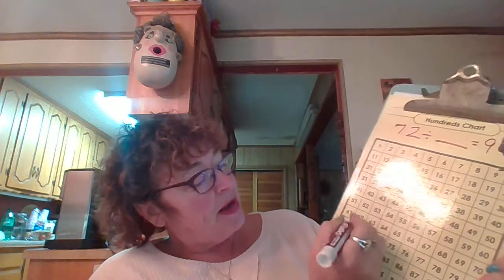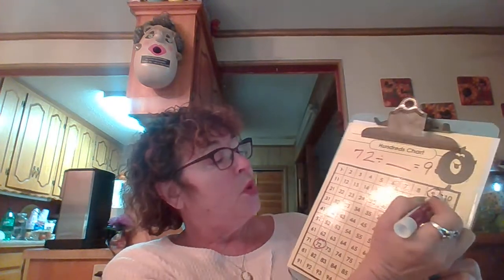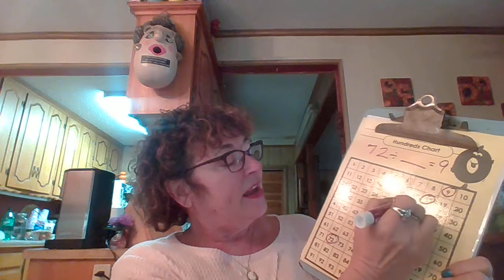All right, so let's see, we're going to circle our big number, 72, and we know that 9 is one of the answers, so we're going to count the groups of 9, okay? So here's my first group, 9, didn't have to count it. 1, 2, 3, 4, 5, 6, 7, 8, 9. 1, 2, 3, 4, 5, 6, 7, 8, 9.